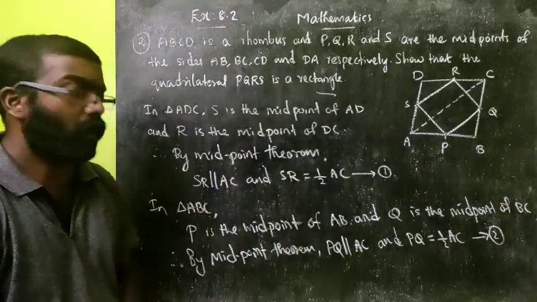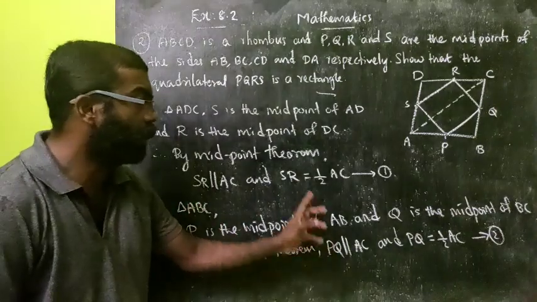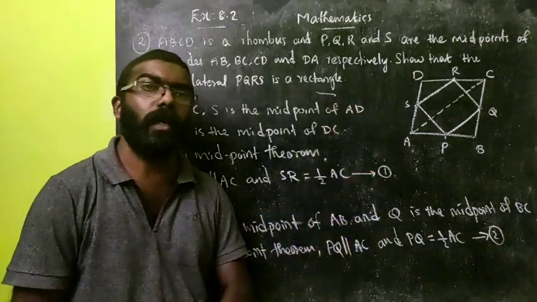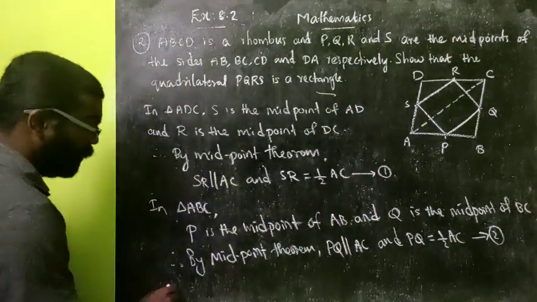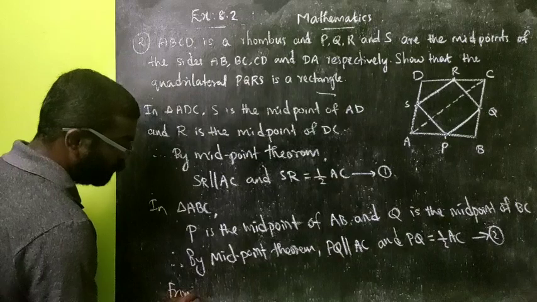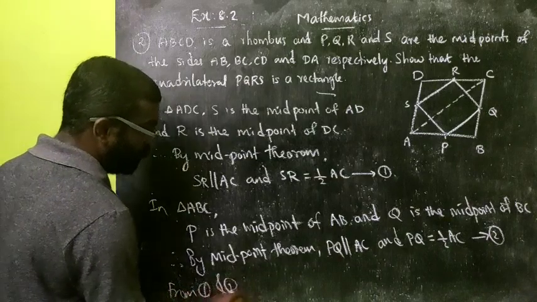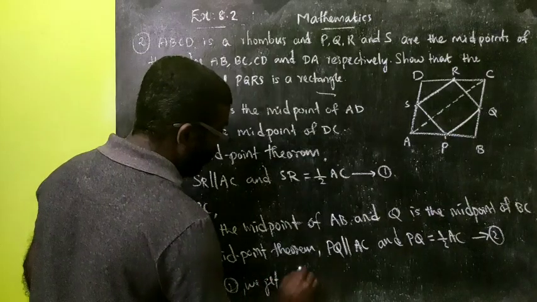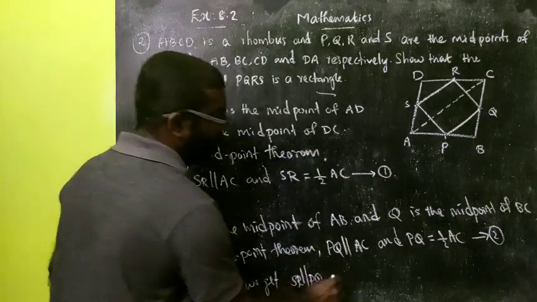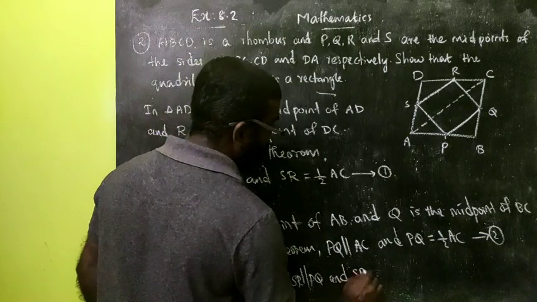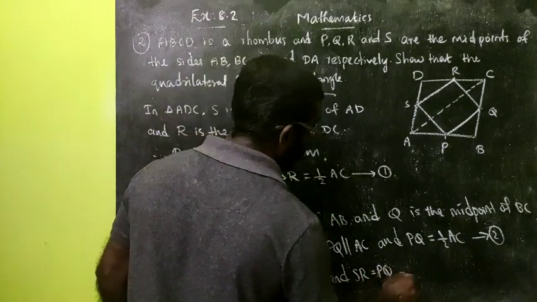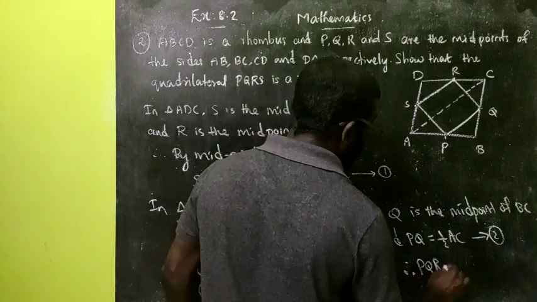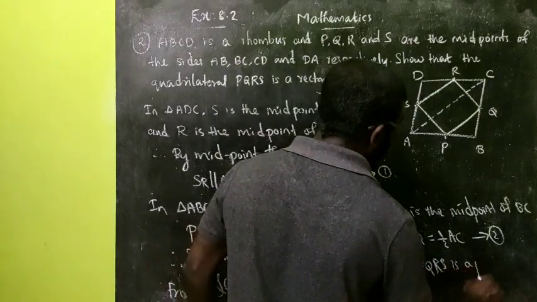And from 1 and 2 we can conclude SR parallel to PQ and SR equal to PQ, and hence PQRS is a parallelogram. Okay. So from 1 and 2 we get SR parallel to PQ and SR equal to PQ. Therefore, PQRS is a parallelogram.